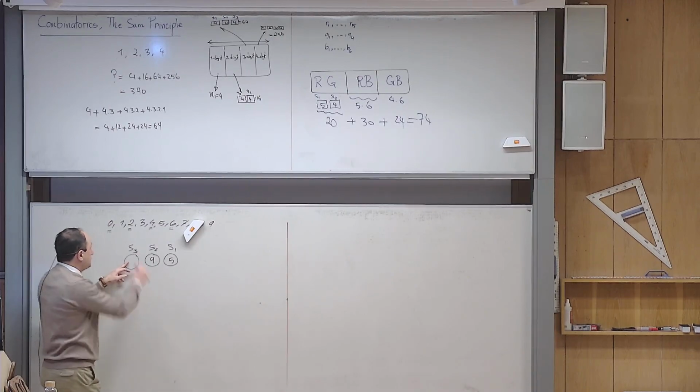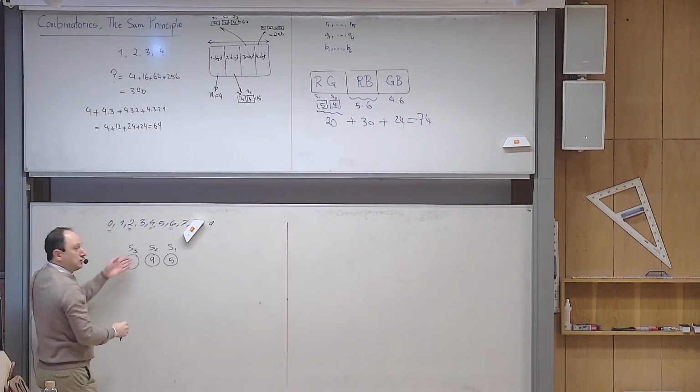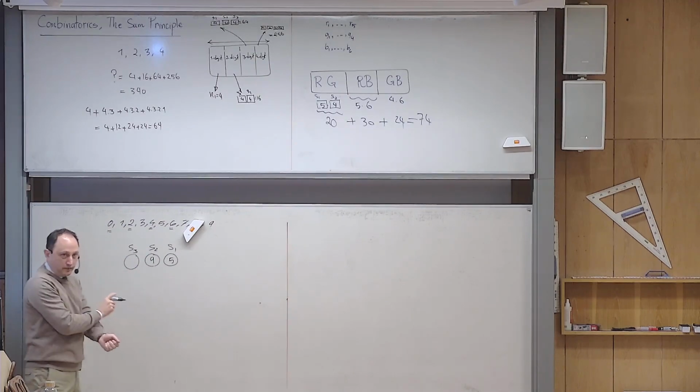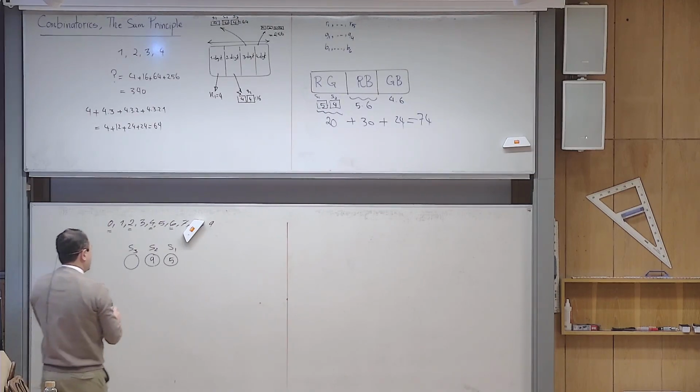Yes? Because it might happen that I have chosen 0 here. Then how many options do I have? I have 7. But if I haven't chosen 0 here, I cannot choose it here. So I have only how many options? 7. So let me just repeat it again.